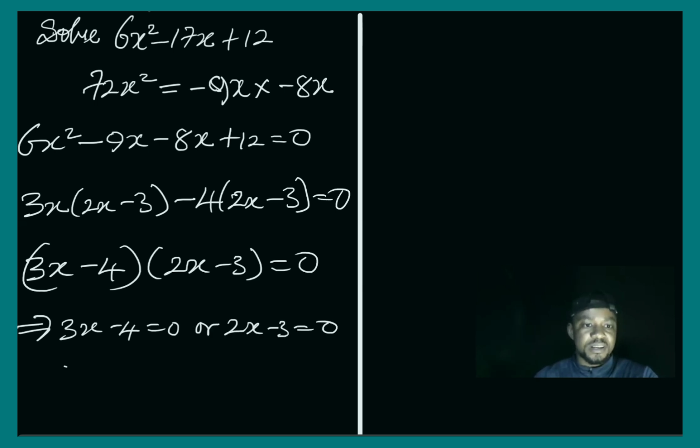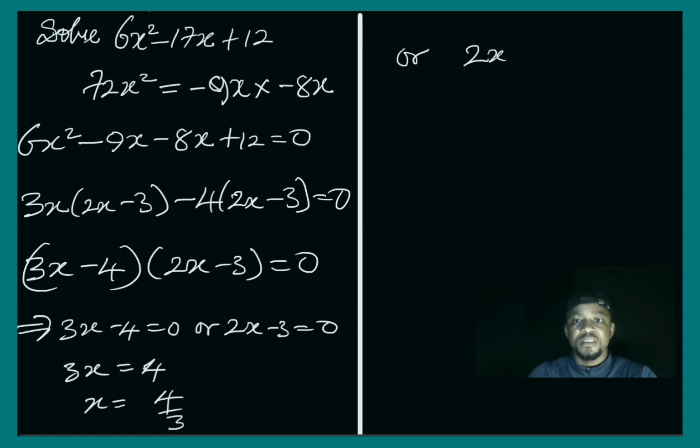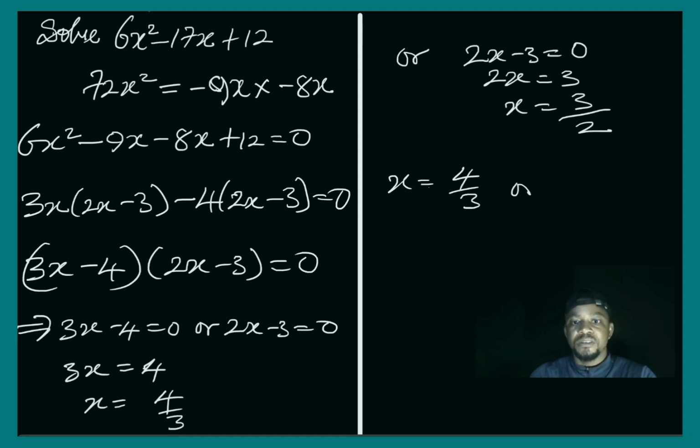So what this means is 3x equals 4, which implies x equals 4 over 3, or 2x minus 3 equals 0, which implies 2x equals 3, which means x equals 3 over 2. What that means is our roots are x equals 4 over 3 or x equals 3 over 2. So here are the roots of our quadratic equation, guys.